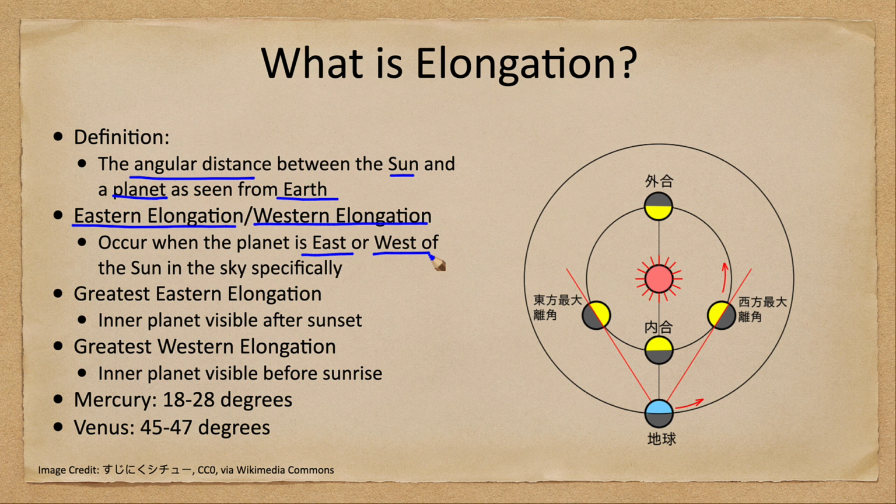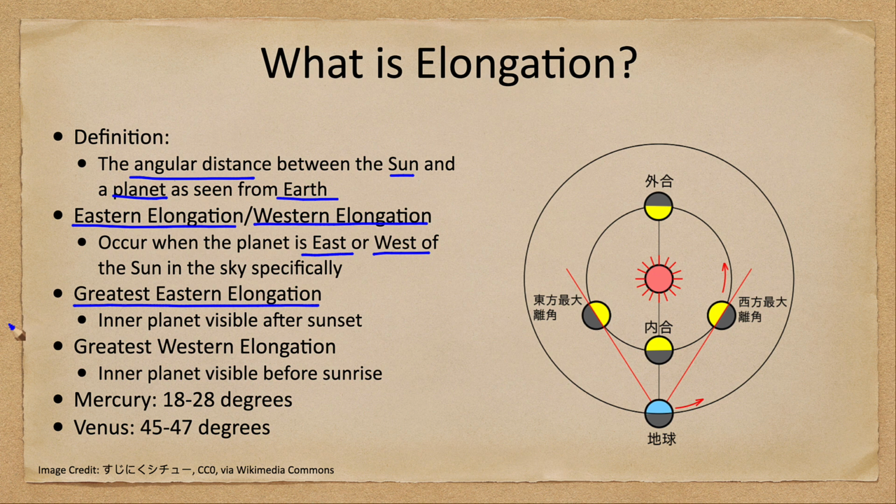Now for the inner planets only, there are also terms that we call the greatest elongation. So there is a greatest eastern elongation, which is the best time to see an inner planet. That's when it is visible right after sunset, and it's at its greatest distance from the sun.